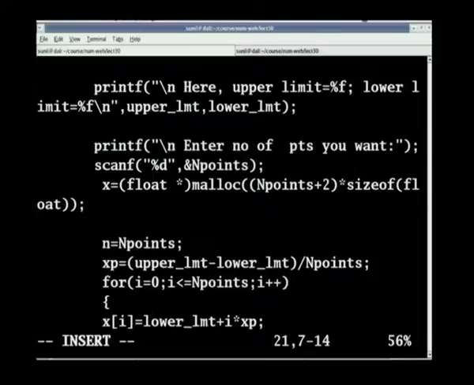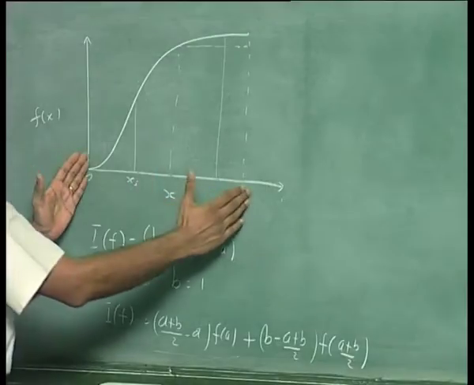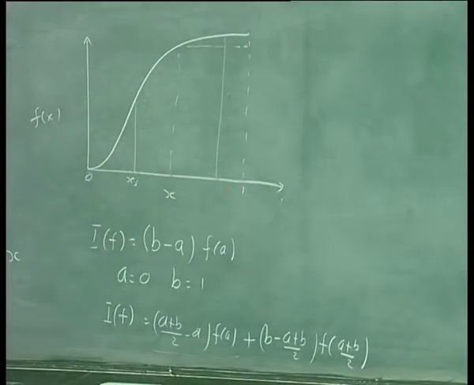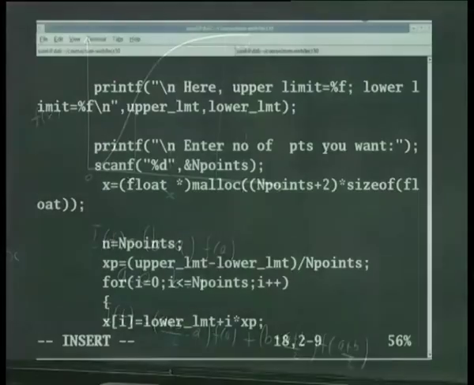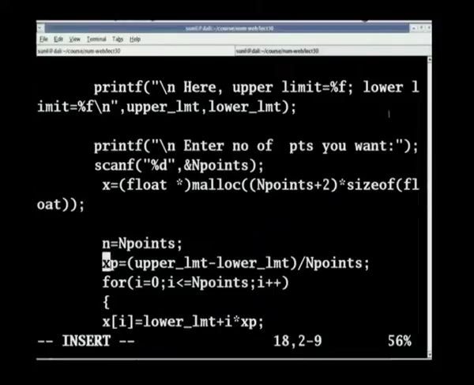Okay, so now I have xp as my interval. So I am dividing this whole distance 0 to 1 into equal intervals. So I am just going to say that the interval distance is the upper limit minus the lower limit divided by the number of points. That is the interval. Then we have the xi values.